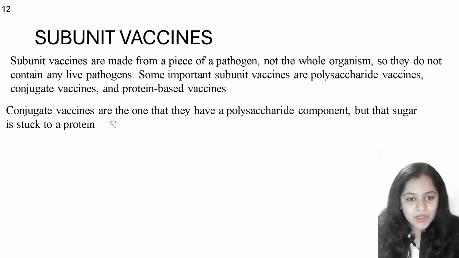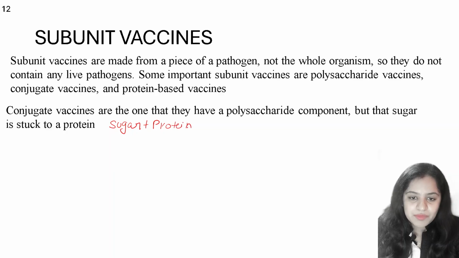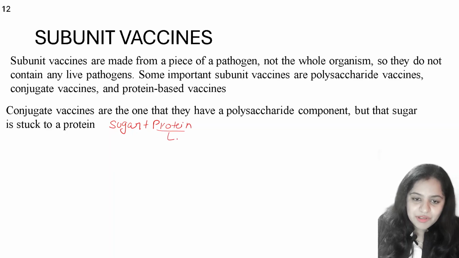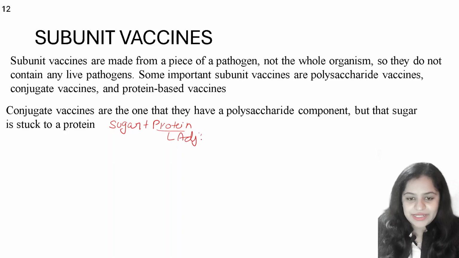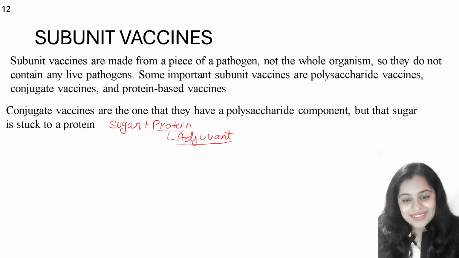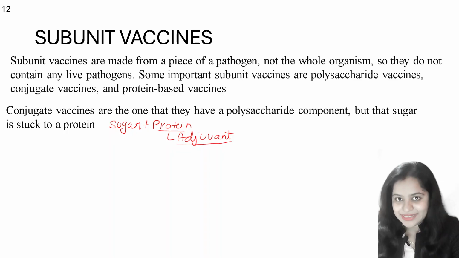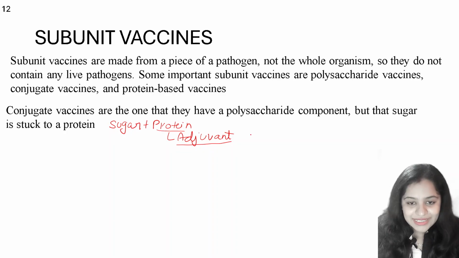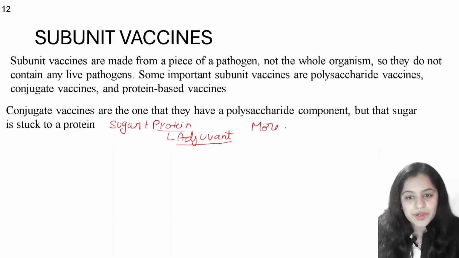In conjugate vaccine, you have a sugar, and you add it to a protein component. Now, the protein component here acts as an adjuvant. And we have already seen the function of adjuvant. It enhances your antigen uptake and also increases the antigen exposure time. Okay. So, because of this, it becomes more immunogenic.